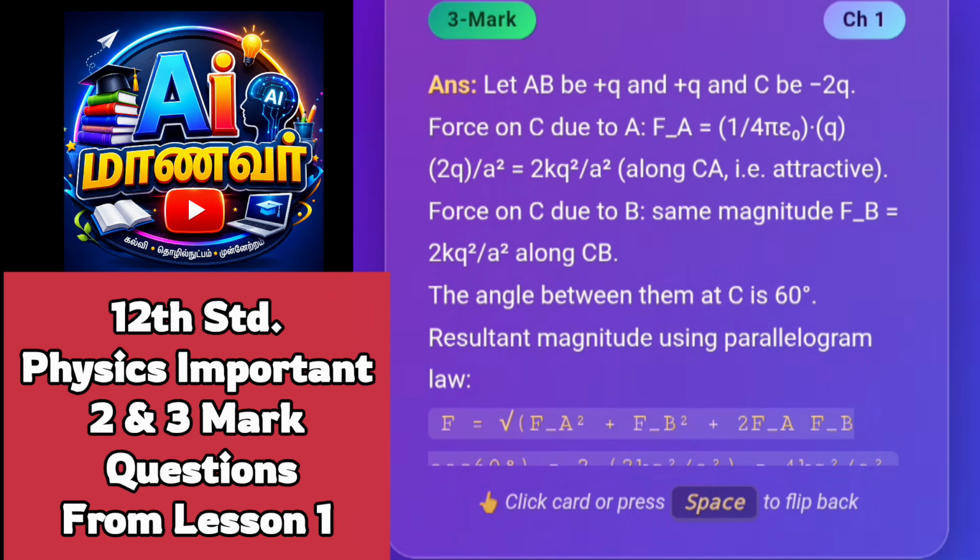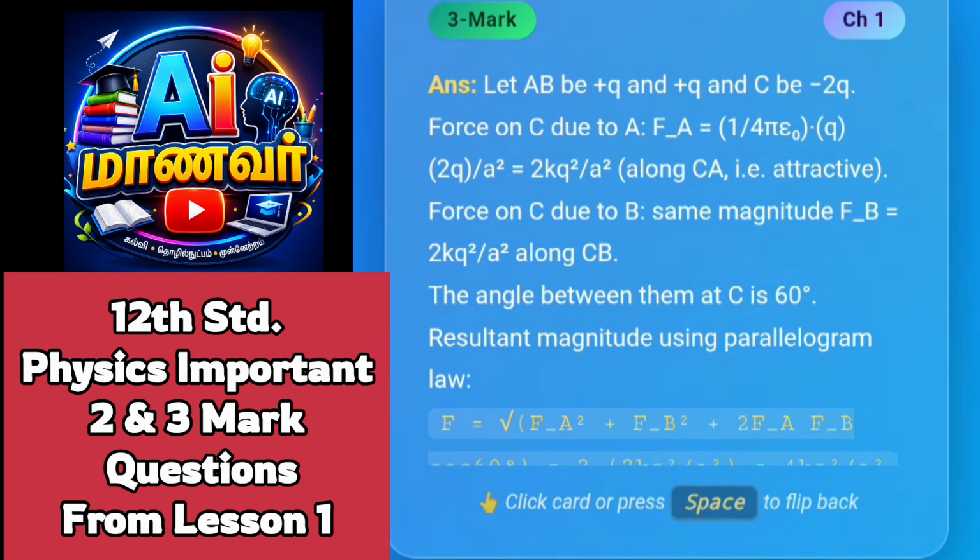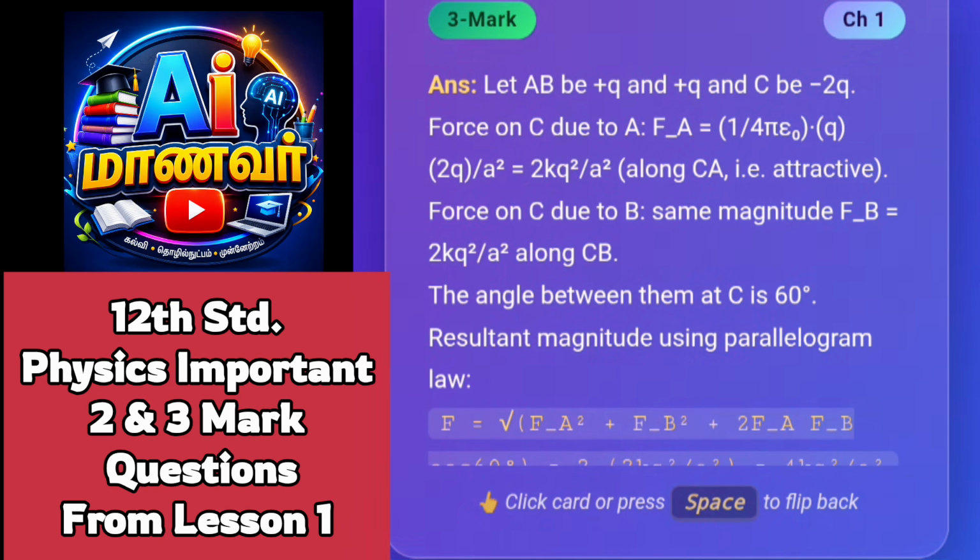Resultant magnitude using parallelogram law: F is equal to root of FA square plus FB square plus 2 FA FB cos 60, is equal to root 3 into 2kq square by a square. Direction is along the bisector of angle C, away from the minus 2q side, towards the midpoint of AB.